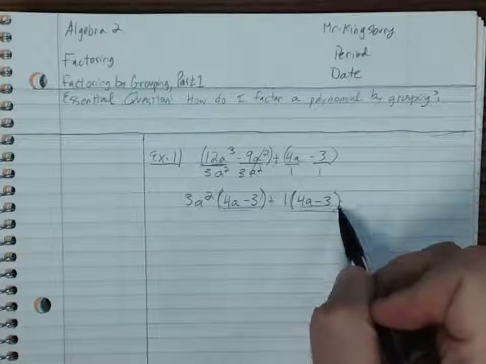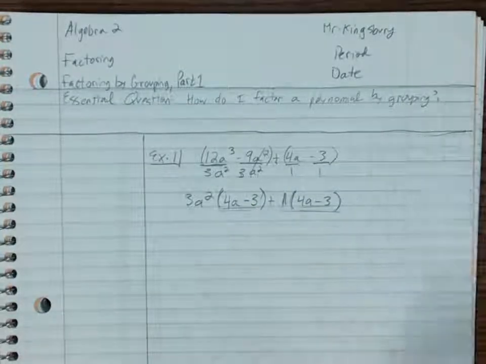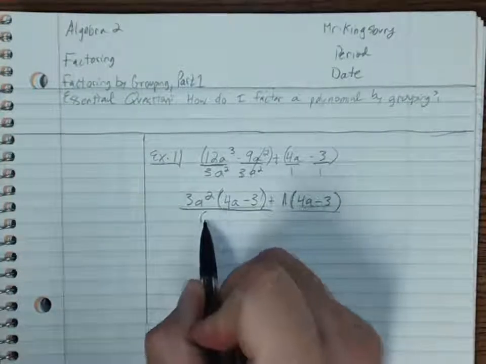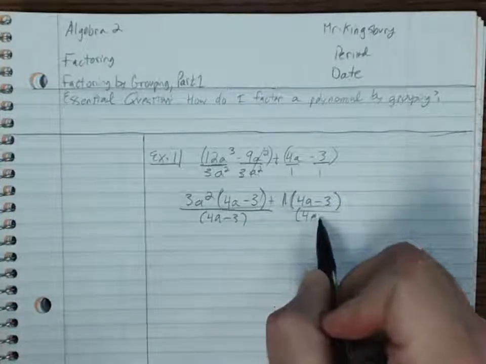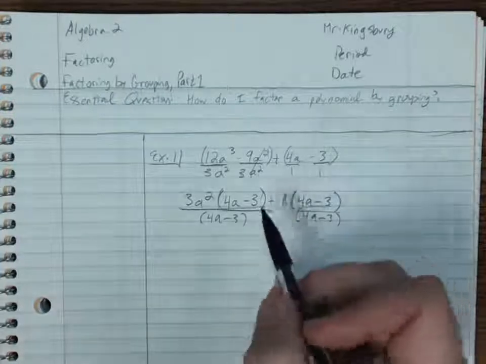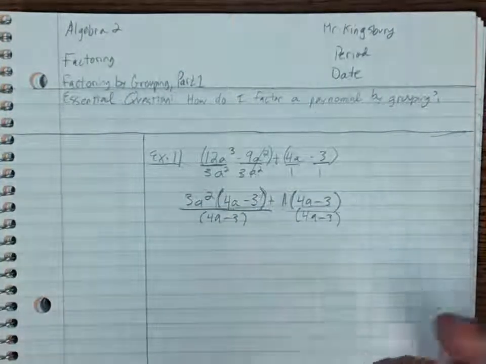And again, this whole parentheses thing times 1. So look at these as two super terms, and they both have something in common. They have a 4a minus 3 in common. Now, as you just witnessed twice, when I factor something out, I put that something in front, and then in parentheses, I put what's left.